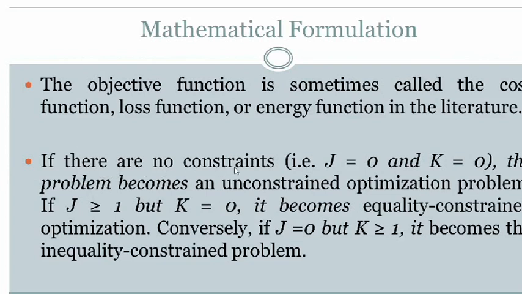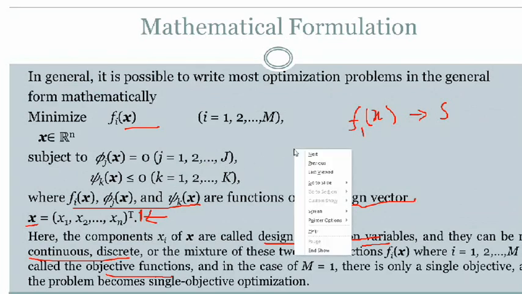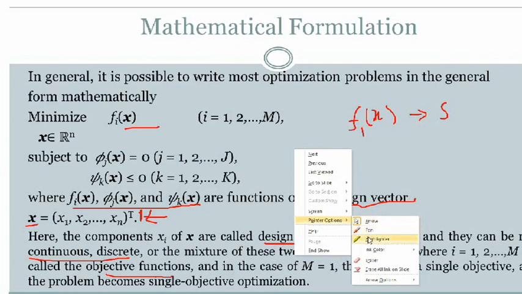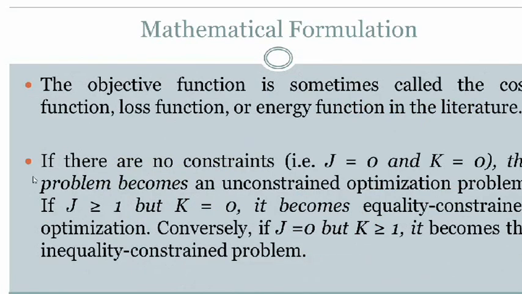We are describing it like, if there are no constraints, that is if j equals 0 and k equals 0, and we say that these do not appear at all, then the problem becomes an unconstrained optimization problem.